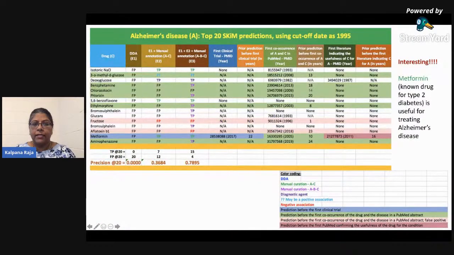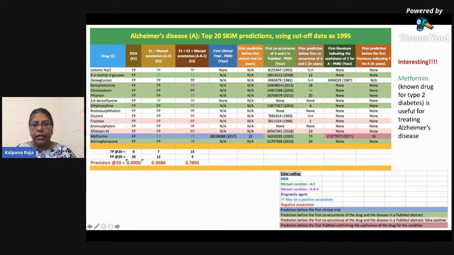So just as an example, I want to show the hits for Alzheimer's disease using the cutoff date as 1995. I'm showing only the top 20 SKiM predictions. Here, the most interesting hit is metformin. This is a known drug for type 2 diabetes. Recently, it is found to be useful for treating Alzheimer's disease as well. So we gave the cutoff year as 1995 to make this prediction.